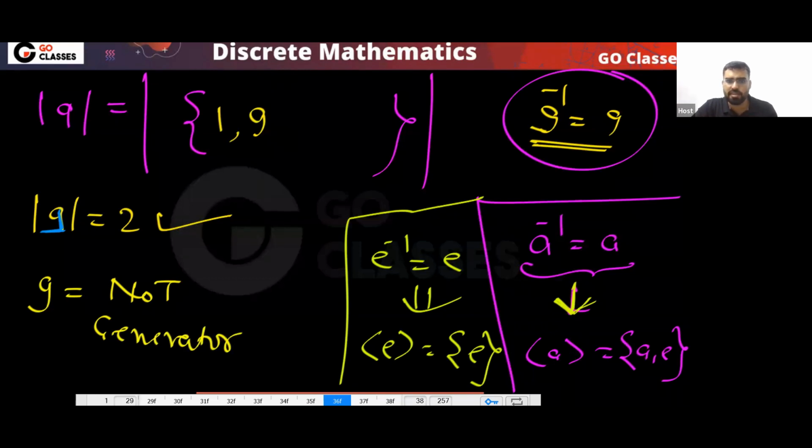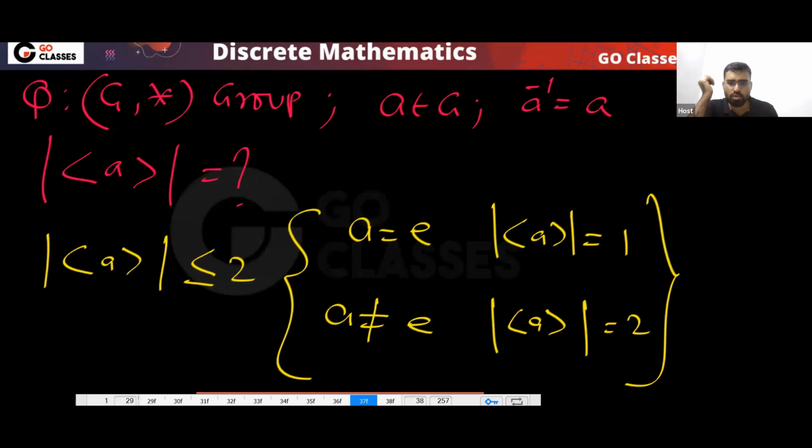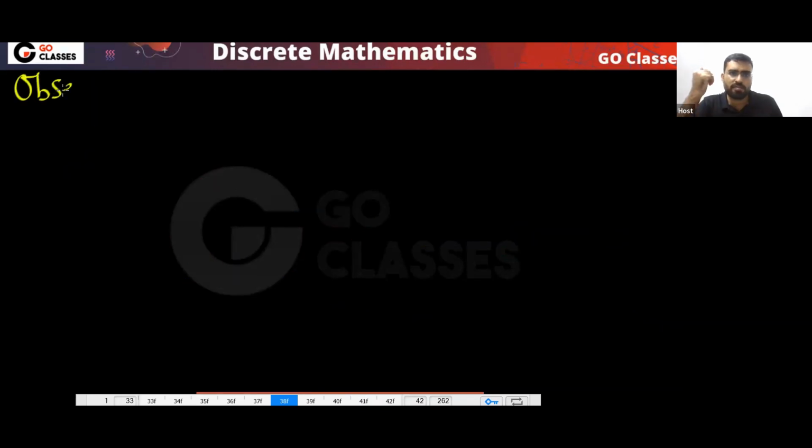So this is not a generator. It cannot generate the complete group. Now, one very interesting thing you should observe, basically, we want to make an observation. Let me take one example to make this observation.